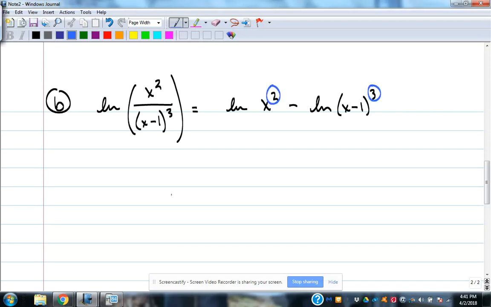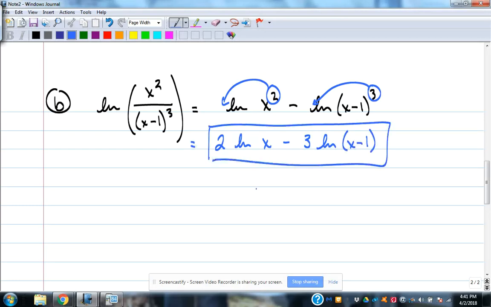What about these guys? Yeah, drop them to the front of each term. So that's 2 natural log of x minus 3 natural log of x minus 1. And that's expanded as far as is possible.